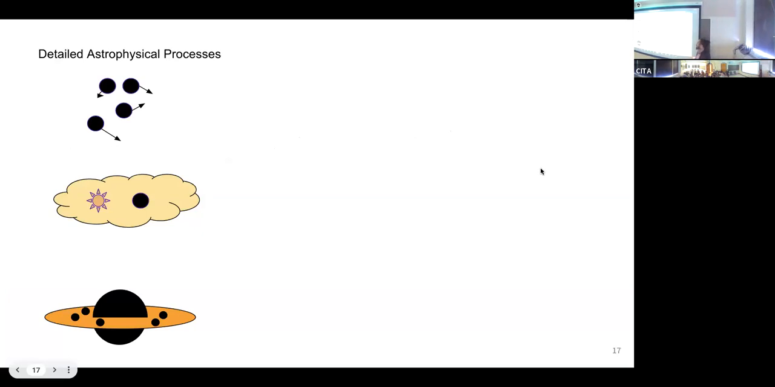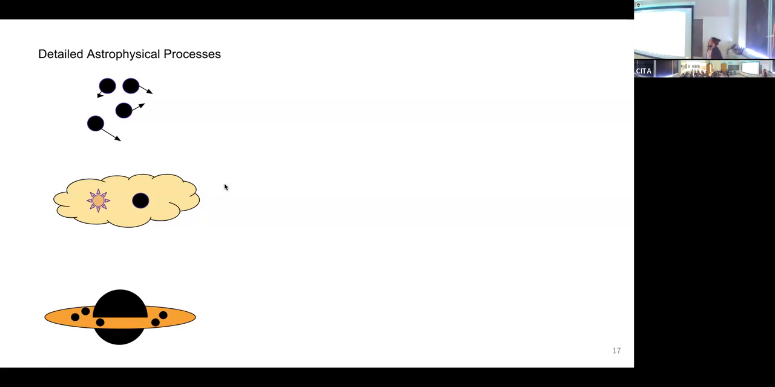Okay, so one possibility might be that the compact objects are somehow in some dynamical environment. They're all in a very dense environment and they're able to interact often. And because of those interactions, sometimes they're able to get close enough that they can merge within a Hubble time. So this is something that Claire, for example, has been working on.